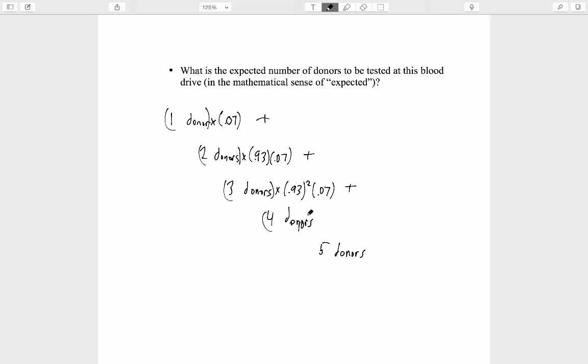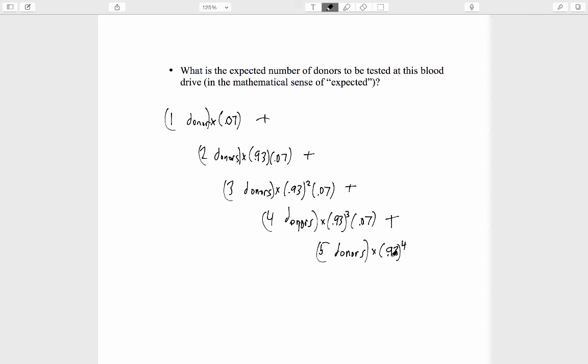Then we've got 4 donors times 0.93 to the 3rd. There would have to be 3 non-O negative donors followed by a single O negative donor. And finally, this is the tricky one, 5 donors times the probability that the blood drive lasts exactly for 5 donors. This is going to be 0.93 to the 4th, and that's it. Just 0.93 to the 4th.